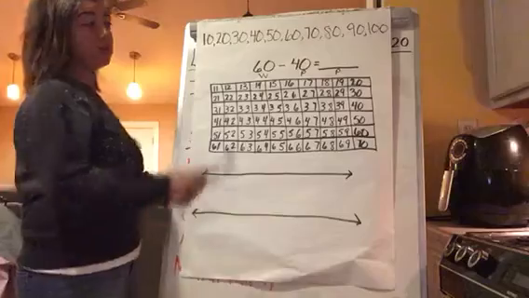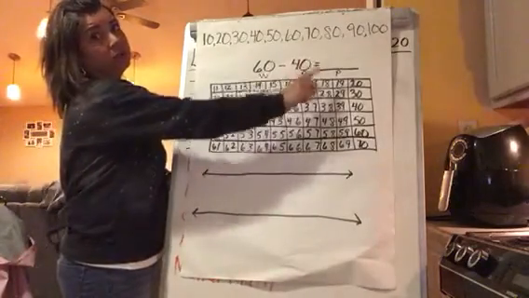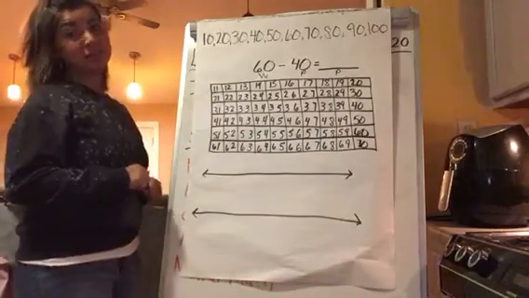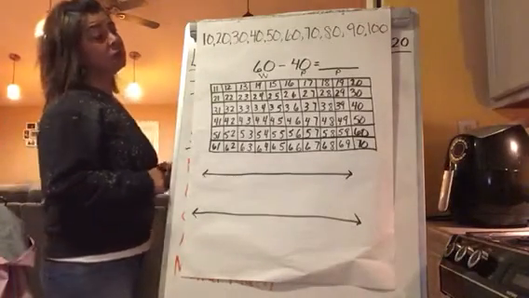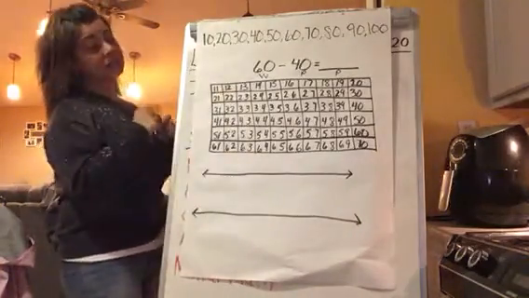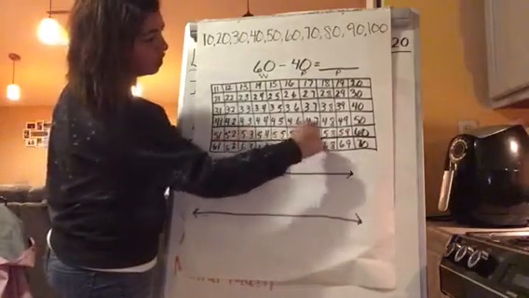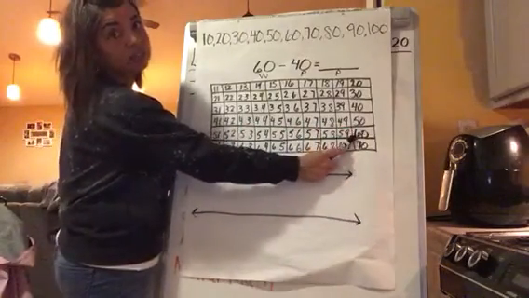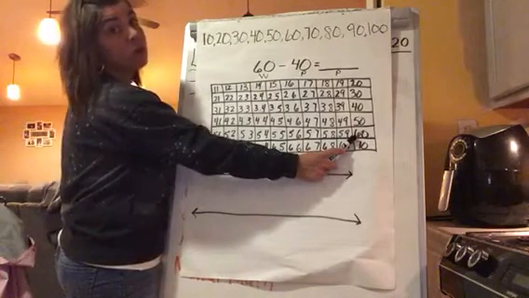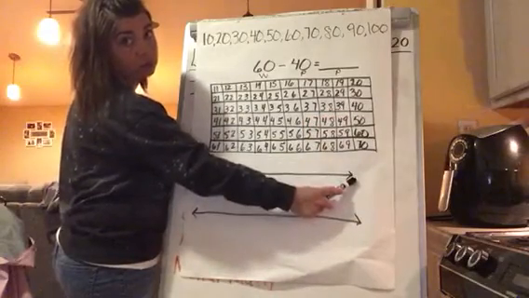So let's get started with a 100 chart. Let's look at our equation. 60 take away 40 equals blank. So we know that we always start with our biggest number on the 100 chart. And so what is our biggest number? That's right, it's 60. So we're going to find 60. I know that 60 comes after the 50s. There it is. There is 60. And then what am I going to do? Am I going to go up the 100 chart, or am I going to go down the 100 chart?